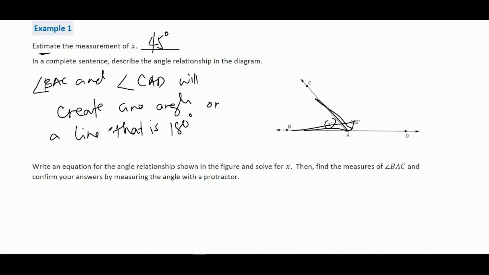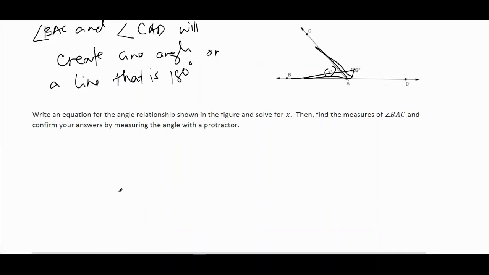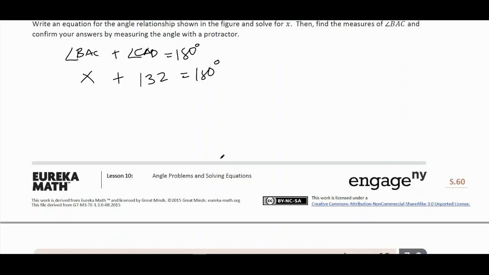So now write an equation for the angle relationship shown in the figure and solve for x. So as you said, adding them, angle BAC plus angle CAD is equal to 180 degrees. So BAC is x plus CAD is 132 is equal to 180. Now I hope this one is very much familiar for you. As you can see, we now have an equation, therefore we can use APE, SPE, MPE, DPE. All right, so for this one, since this is a plus, of course we're going to use SPE. So subtract both sides by 132.